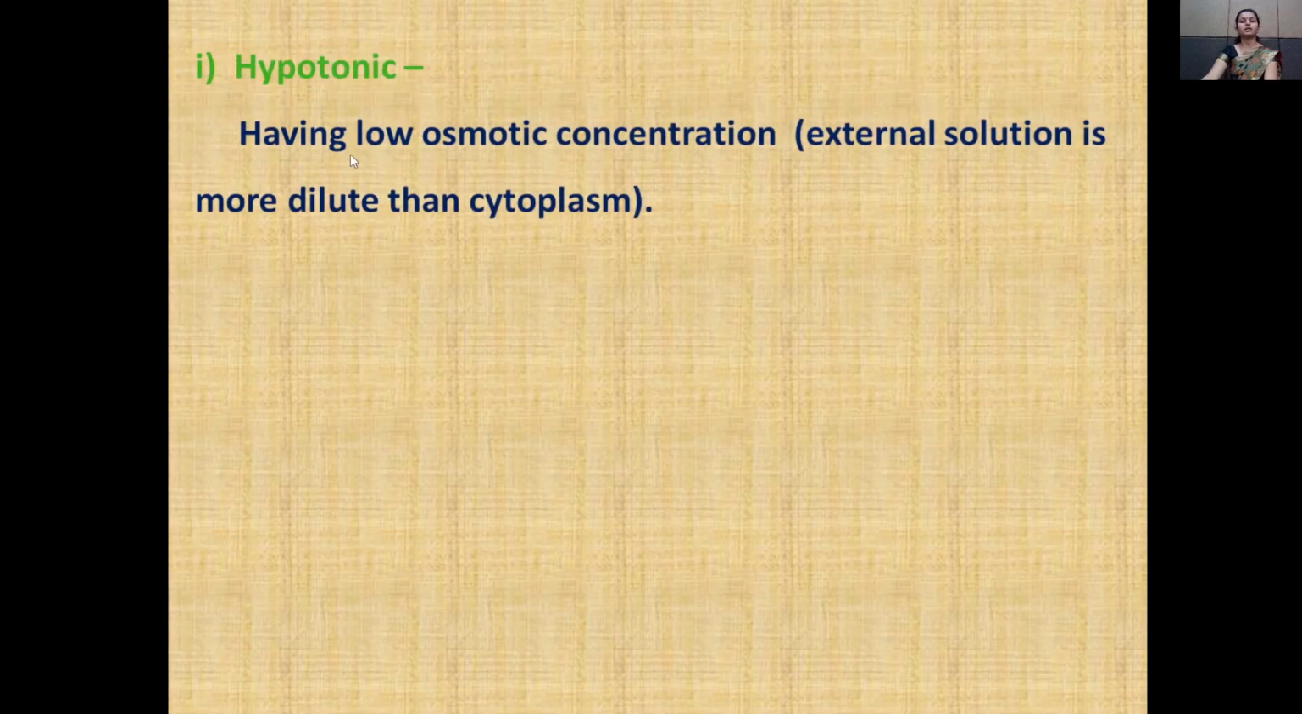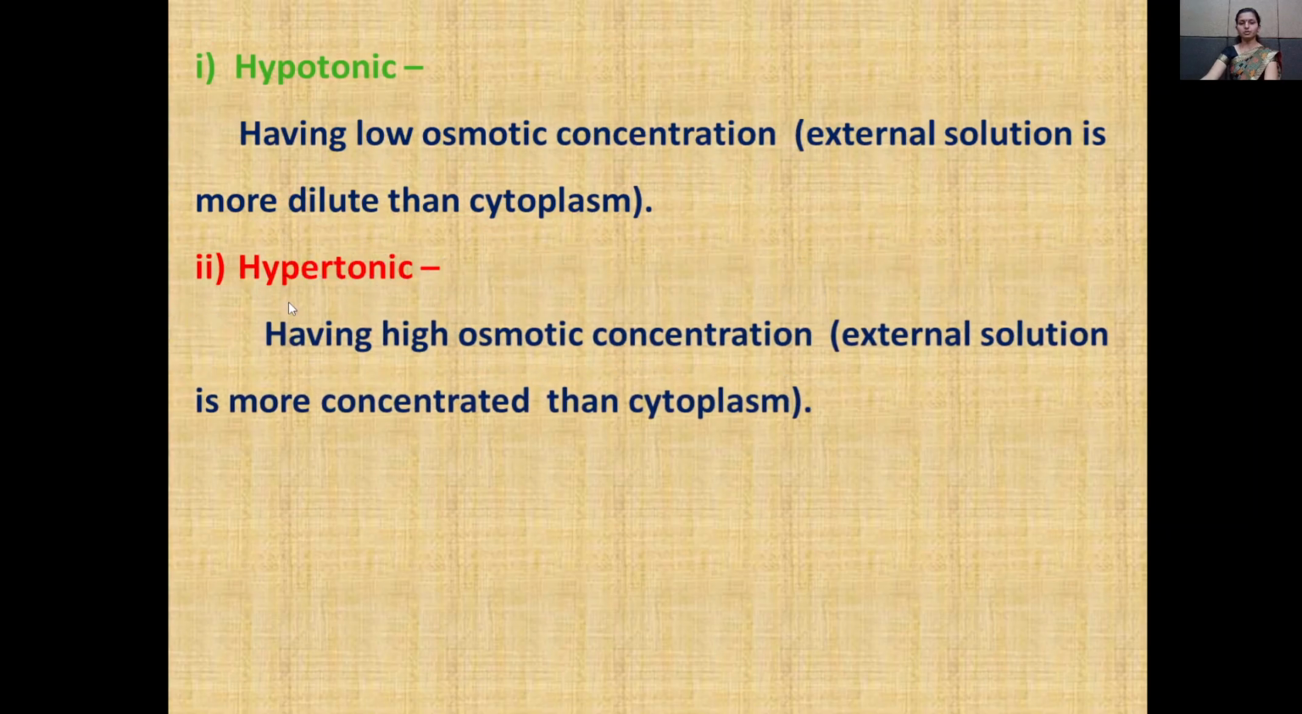First is hypotonic solution. These solutions have low osmotic concentration, meaning the external solution is more dilute than the cytoplasm. Second, hypertonic. The solution has high osmotic concentration, meaning the external solution is more concentrated than the cytoplasm. In a hypotonic solution, the cell is fully turgid, and in a hypertonic solution, the cell is shrunken.